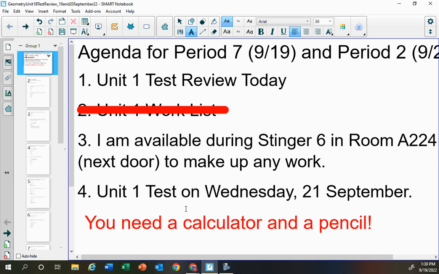Calculators, pencils, do we have those? Everybody has a pencil. Richard, you have a pencil? Okay, we're going to get started.